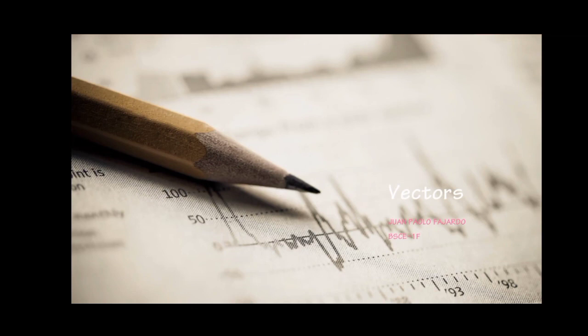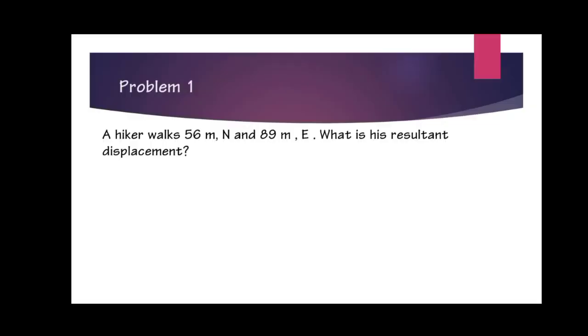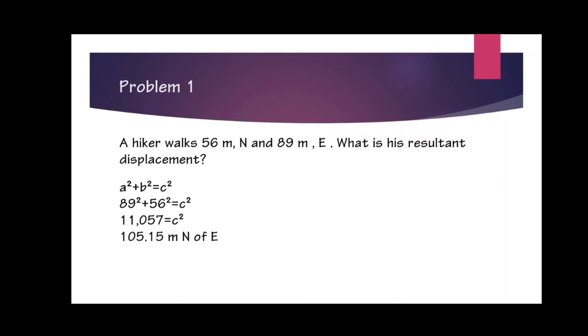Good day guys, I'm Paulo Fajardo and I will give you problems with vectors and its solution. Problem 1. A hiker walks 56 m north and 89 m east. What is his resultant displacement? And the formula is a squared plus b squared is equal to c squared. And the a is 89 and b is 56. So 89 squared plus 56 squared is equal to c squared. And the sum of 89 squared plus 56 squared is equal to 11,057.